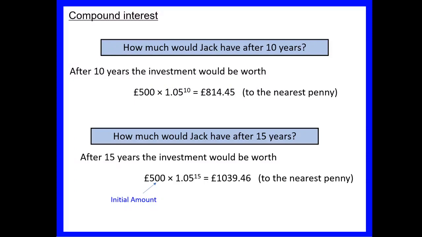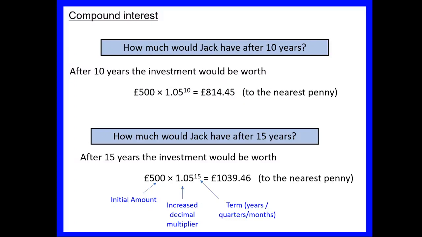So the way it works then is that we start with our initial amount. We then multiply by our increased decimal multiplier. So remember, compound interest is an increase, so 100 plus our percentage, then dividing by 100 to change it into a decimal. And the power is simply the term.